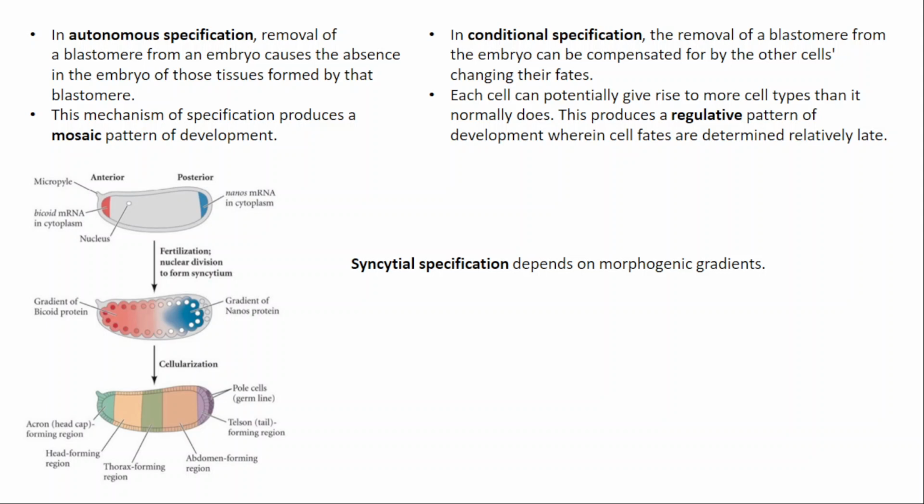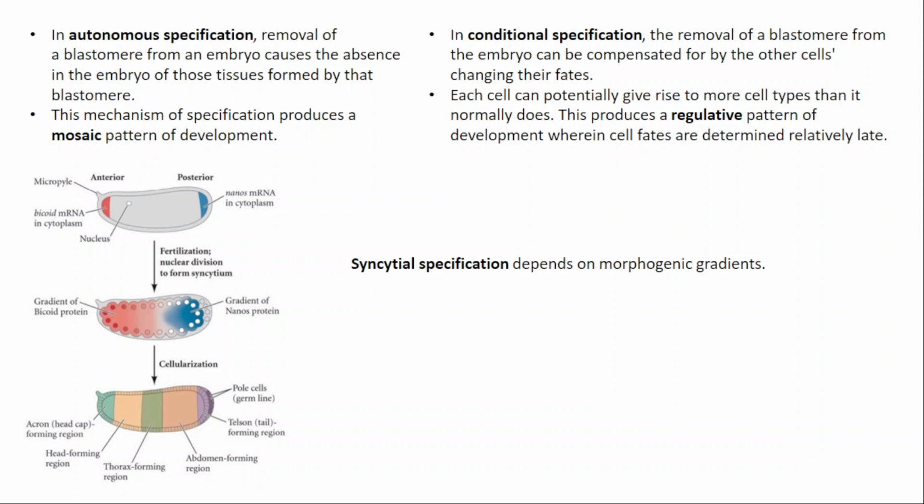But whereas in conditional specification, removal of a blastomere from the embryo can be compensated by other cells changing their fates. So what will happen in conditional specification? When you remove a blastomere from the embryo, it can be compensated by other cells changing their fates. Each cell can potentially give rise to more cell types than it normally does. This produces a regulative pattern of development wherein cell fates are determined relatively late. If one such cell is missing, then the other cell can take over its role and undergo conditional specification.